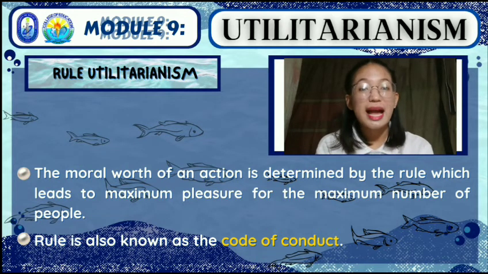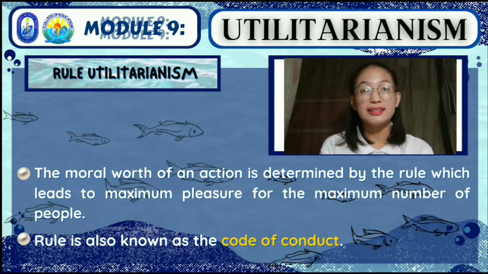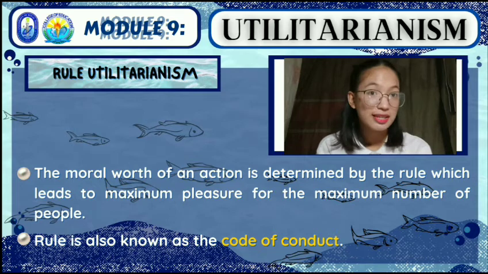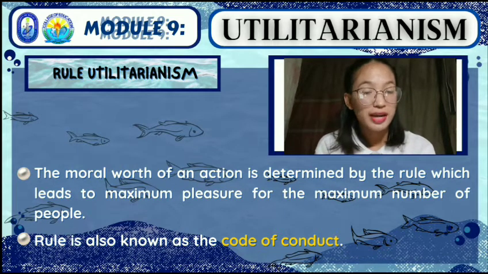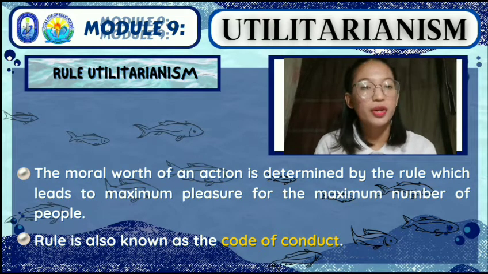So basically, ang sinasabi sa rule utilitarianism is the correctness of the rule or action is determined based on the amount of pleasure it brings when it is applied or when it is put in force. So rule utilitarianism is a form of utilitarianism that says an action is right as it conforms to a rule that leads to the greatest good, or that the rightness or wrongness of a particular action is a function of the correctness of the rule of which it is an instance.